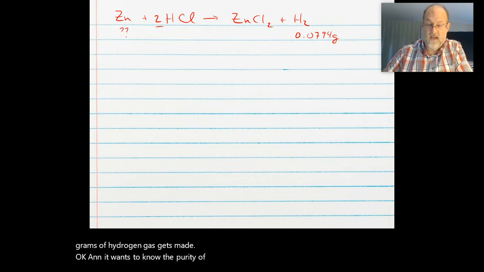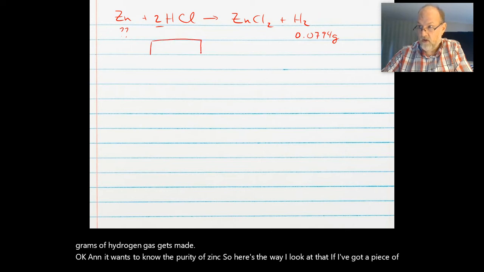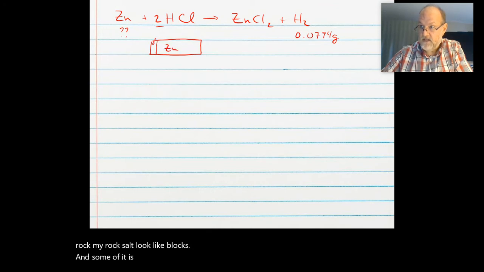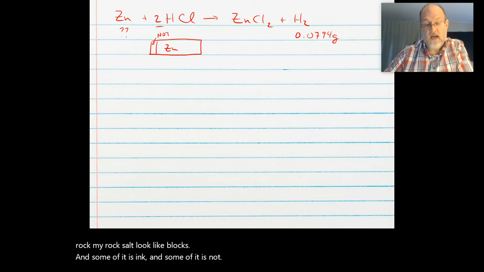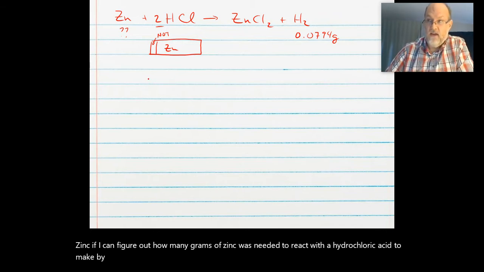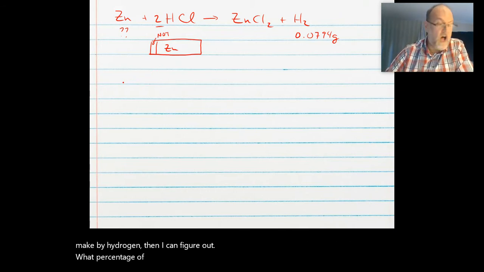So here's the way I look at that. If I've got a piece of rock, my rocks all look like blocks, and some of it is zinc, and some of it is not zinc. If I can figure out how many grams of zinc was needed to react with the hydrochloric acid to make my hydrogen, then I can figure out what percentage of the whole rock was zinc. So I'm going to do that.